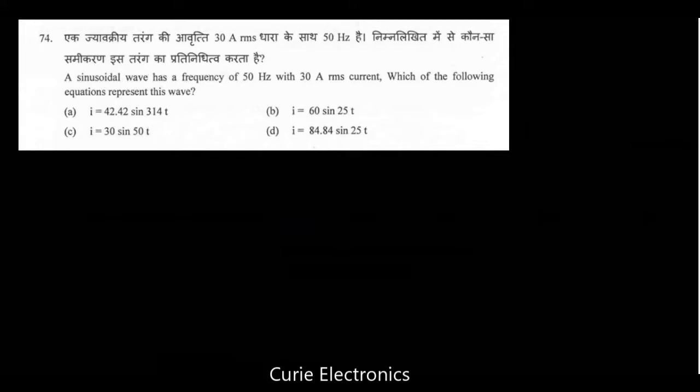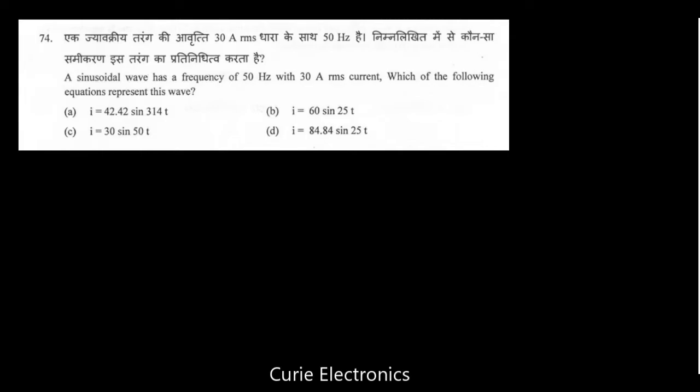A sinusoidal wave has a frequency of 50 Hz with 30 amps RMS current. Which of the equations represent this wave? In the previous video we have seen this is a current equation. So I equals Im sine 2 pi ft. This is the general equation. If an angle is there, we can add plus theta.